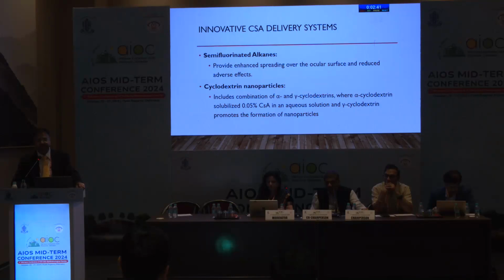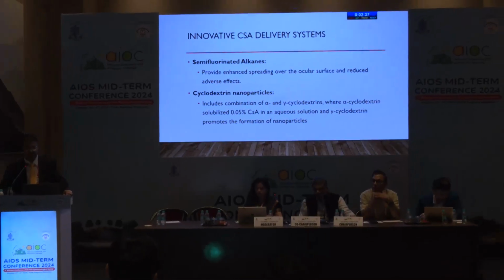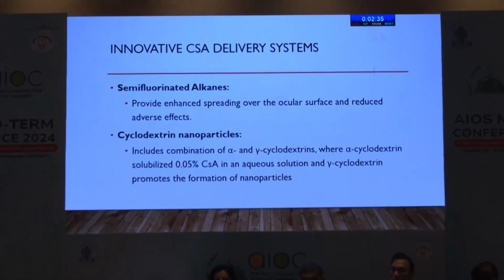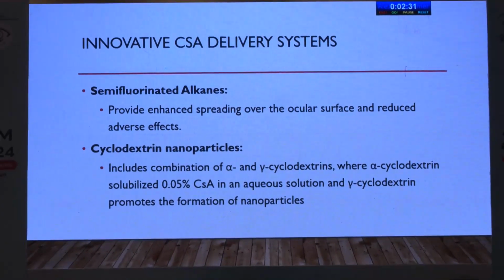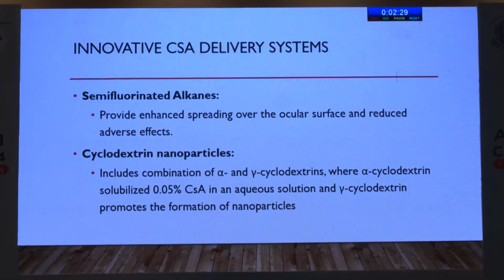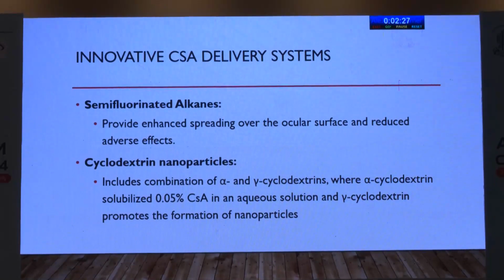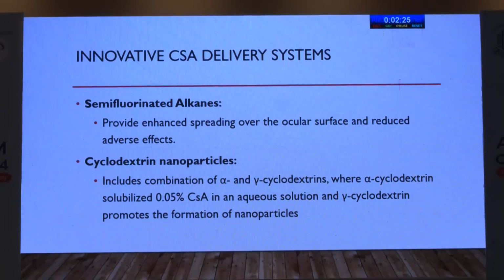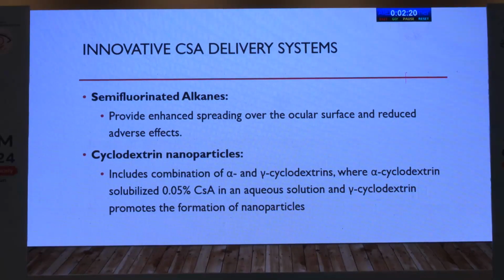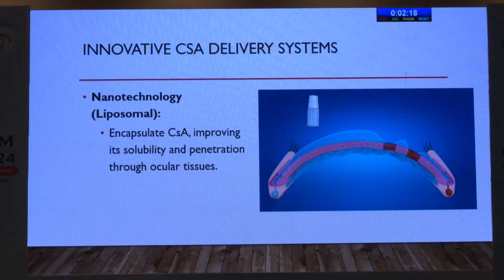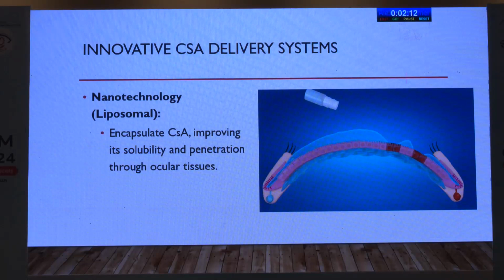So there is an innovative cyclosporine delivery system which is developed now. It is semi-fluorinated alkanes. It provides enhanced spreading over the ocular surface and reduced adverse effects. Basically, cyclodextrin nanoparticles are used. It includes the combination of alpha and gamma cyclodextrins, where alpha cyclodextrin solubilizes 0.05% cyclosporine aqueous solution, and gamma cyclodextrin promotes the formation of nanoparticles. So this nanotechnology basically helps in encapsulating cyclosporine, improving its solubility and penetration through the ocular tissue.